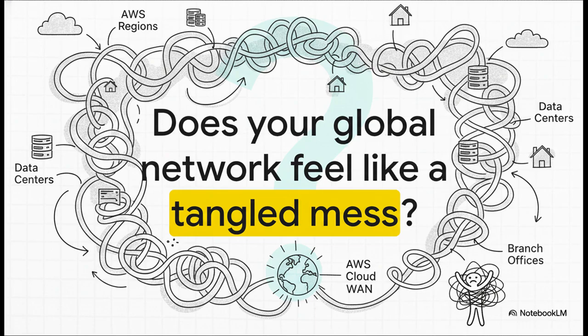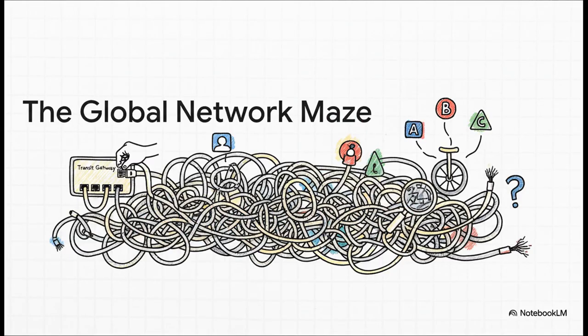If you're a network architect or a cloud engineer, this question probably hits a little too close to home. Trying to manage a network that spans multiple AWS regions, your own data centers, and all your branch offices, it can really feel like you're just constantly battling this tangled web of complexity. It's a super common and very real pain point. So, what does this maze actually look like on the ground?